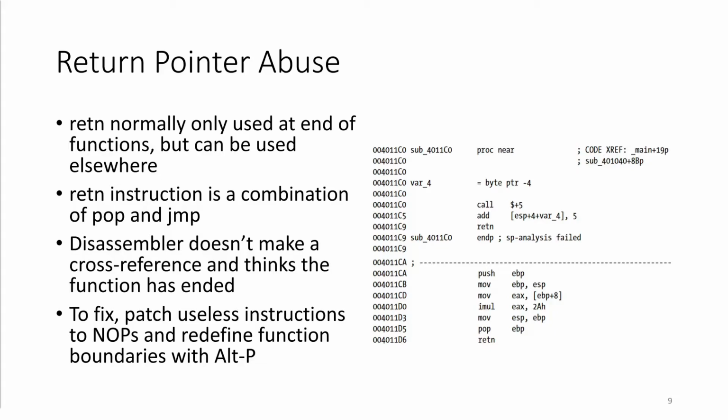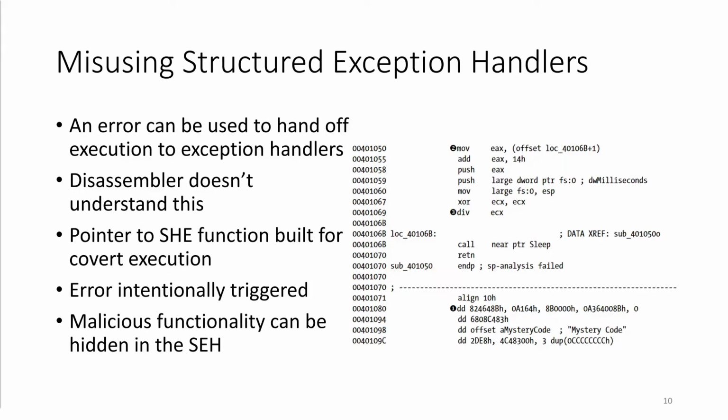In this way, the disassembler doesn't make a cross-reference that reflects the logical outcome of the assembly instructions, and it thinks the function has ended since the return instruction was encountered. To fix this, the useless, misleading instructions can be patched into no-ops, and the function boundaries can be redefined using Alt-P in IDA Pro to reflect the function's actual behavior. In the example, you convert the call, add, and return instructions grouped together at the top into nops.